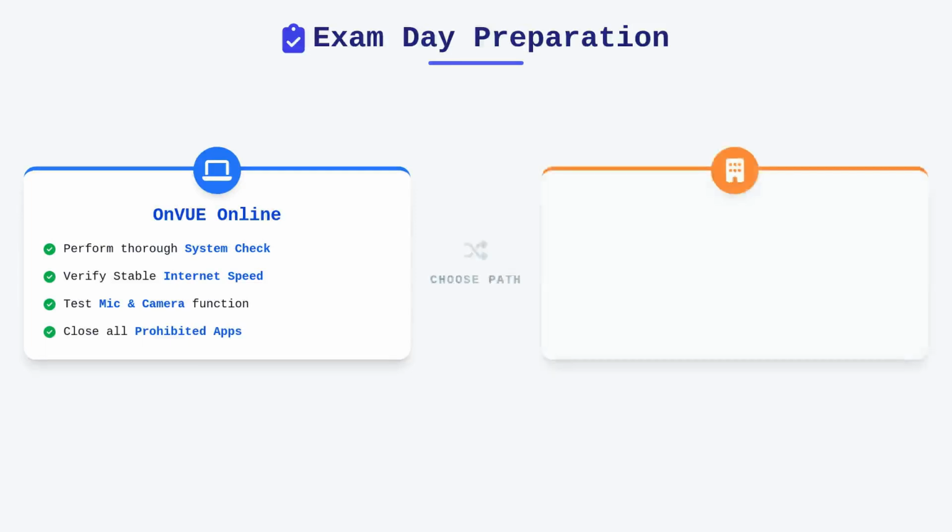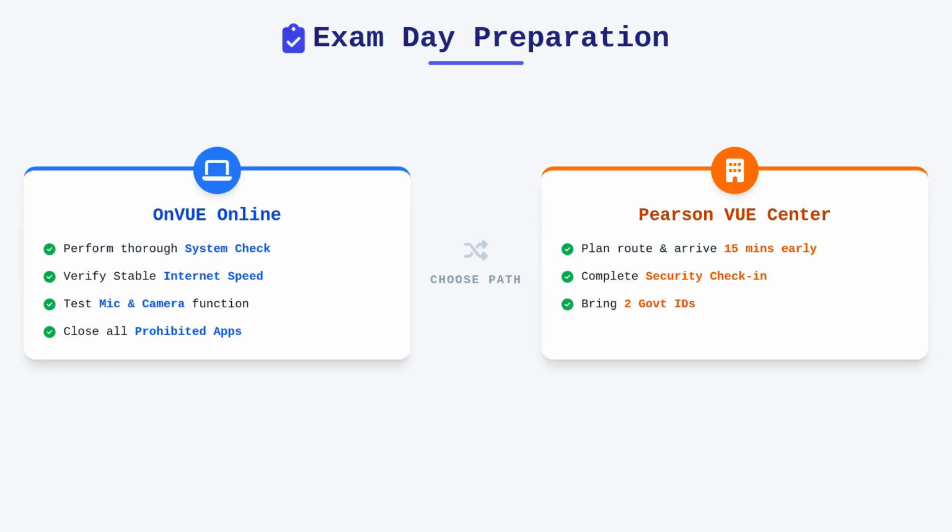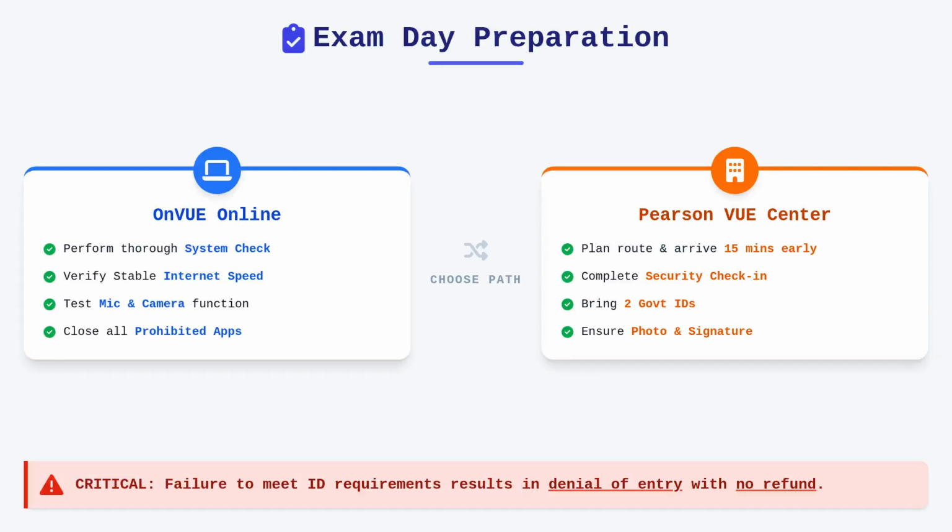If you choose a physical Pearson VUE testing center, ensure you have your route planned and arrive at least 15 minutes early to complete the security check-in procedures. You are required to provide 2 forms of government-issued identification, one of which must have a photograph and a signature, so do not leave these sitting on your kitchen table. Failing to meet these strict identity verification requirements will result in being turned away without a refund, which is an unnecessary administrative hurdle to face before even starting the assessment.